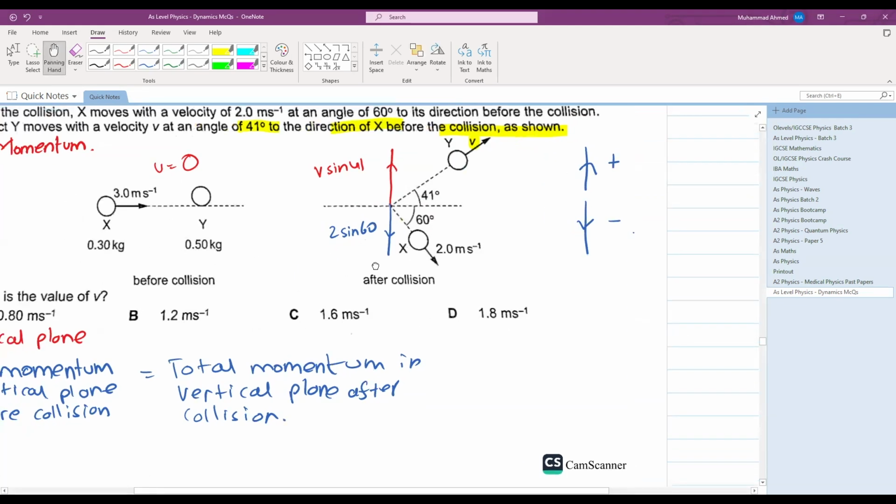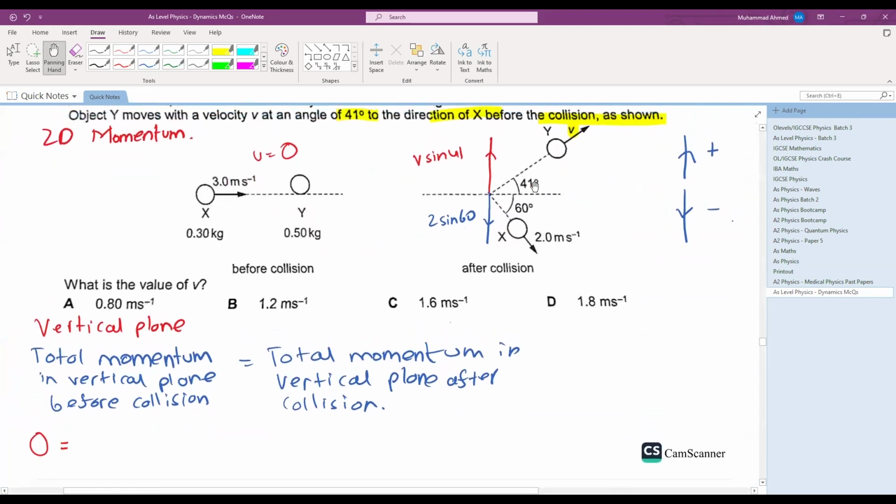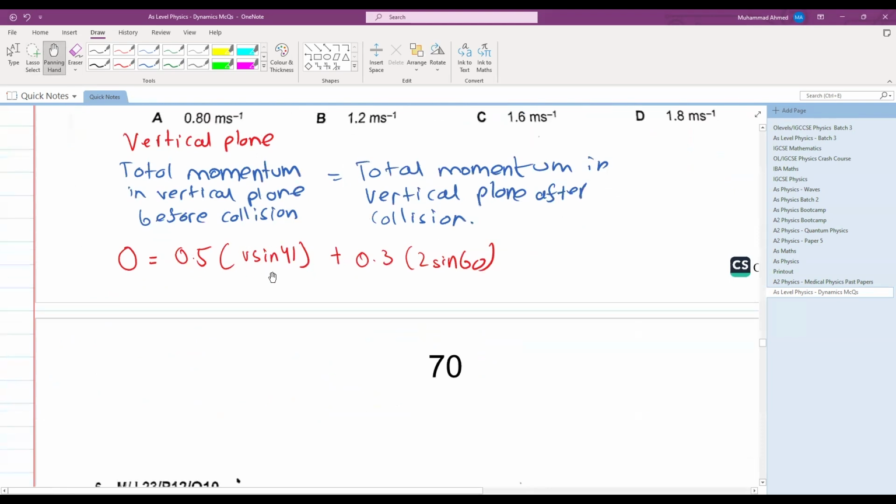Okay. Now, can you tell me what will be the vertical momentum of ball Y after collision? Yes, very easy. Ball Y has a mass of 0.5 kg multiplied by the velocity, that is what? V sine 41. Perfect. Plus, what is the mass of ball X? 0.3 kg multiplied by the velocity of ball X in the vertical direction, that is 2 sine 60. Perfect. Can you calculate this V?